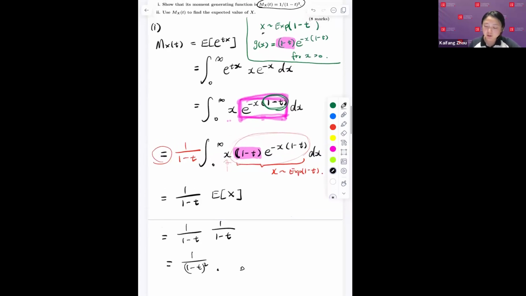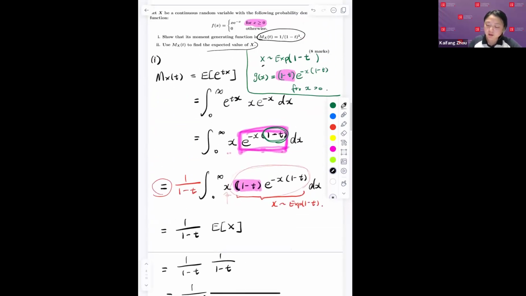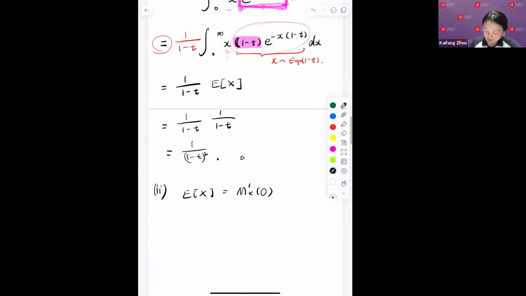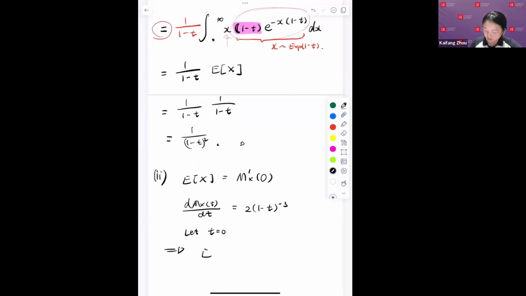All right, and then the second part of the question, we need to figure out the expected value of x. The expected value of x by definition is equal to the first derivative of the moment generating function at t equal to 0. So the first step, let's take the first derivative of our moment generating function with respect to t. It will equal 2 times (1 minus t) to the power of minus 3. Then you let t equal to 0, and we have the expectation of x equal to 2.